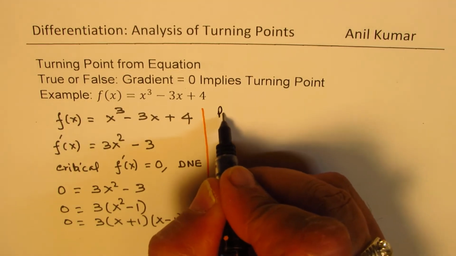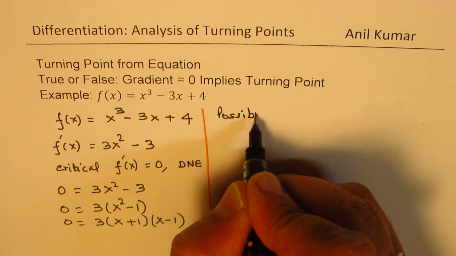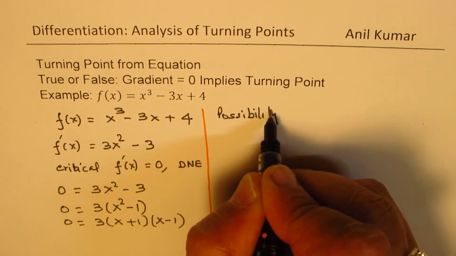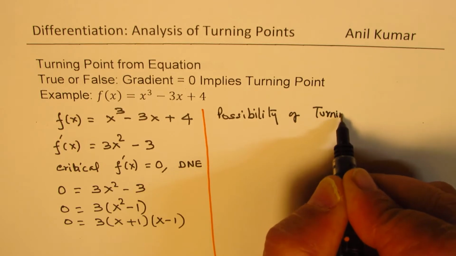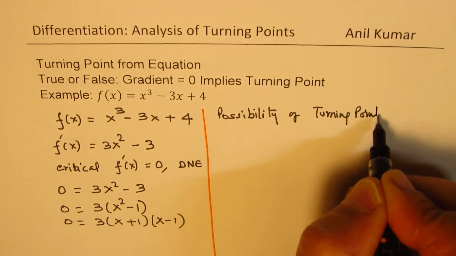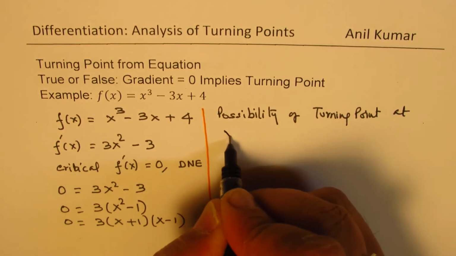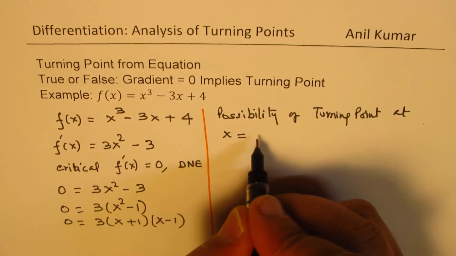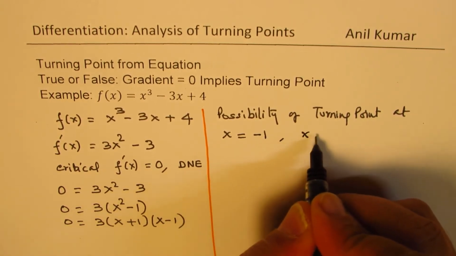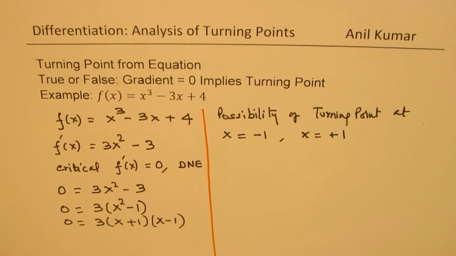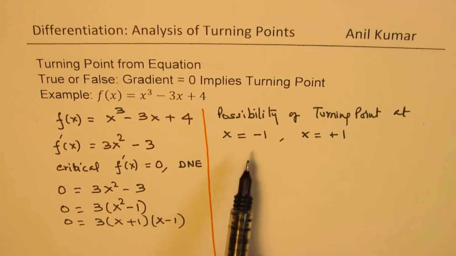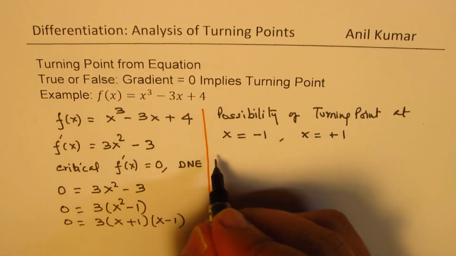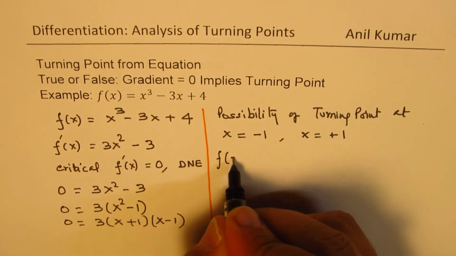So we have a possibility of a turning point at x equals minus 1 and at x equals plus 1. Do you see that? So in this case, we do have a possibility at both these points. We can actually find the value of the function f at both these points.